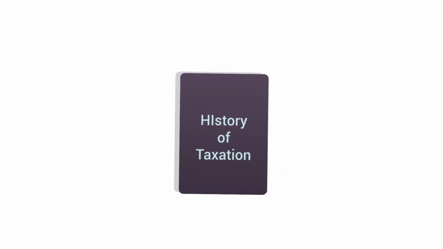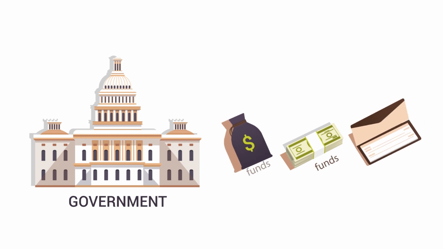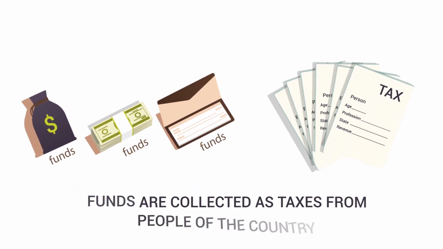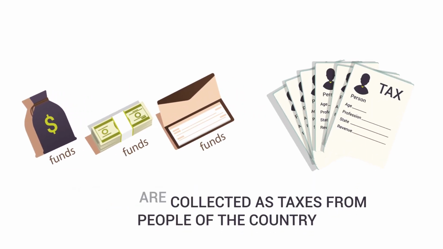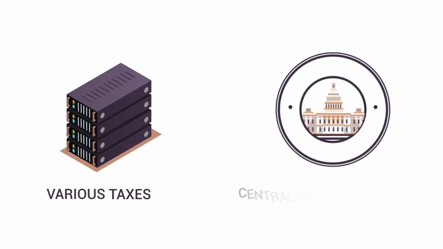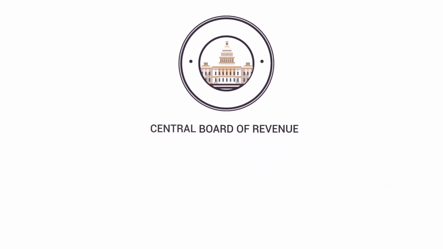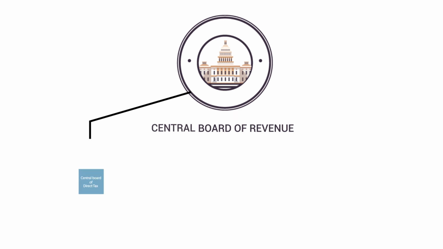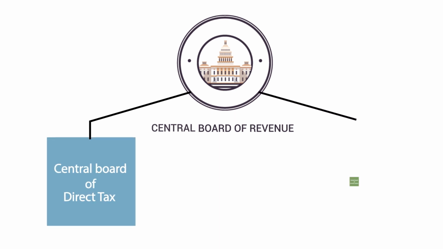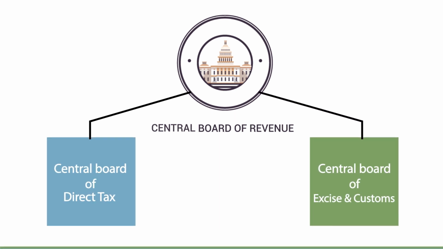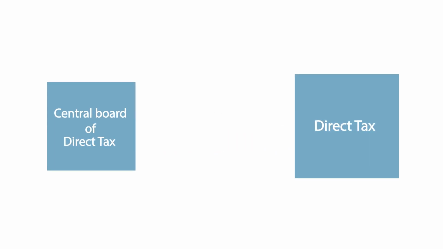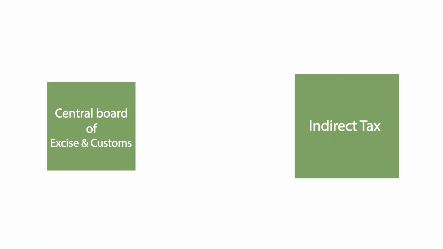So from the above video on history of taxation we have already learned that government needs funds to run the country, and those funds are collected as taxes from people of the country. The various taxes were collected by Central Board of Revenue. The Central Board of Revenue was later divided into Central Board of Direct Tax and Central Board of Excise and Customs. Central Board of Direct Taxes is responsible for collection of direct taxes, and Central Board of Excise and Customs is responsible for collection of indirect taxes.